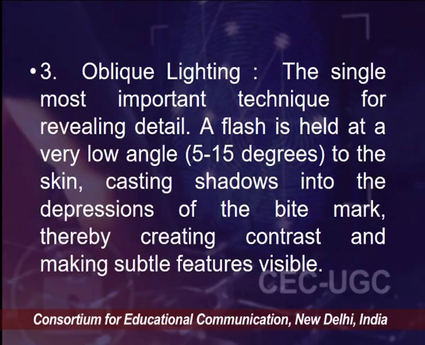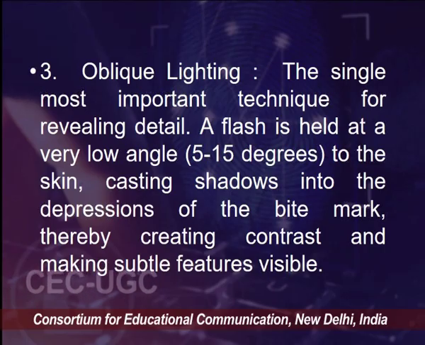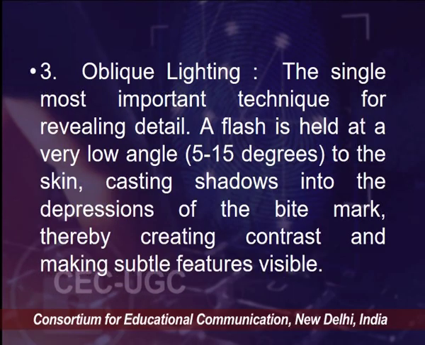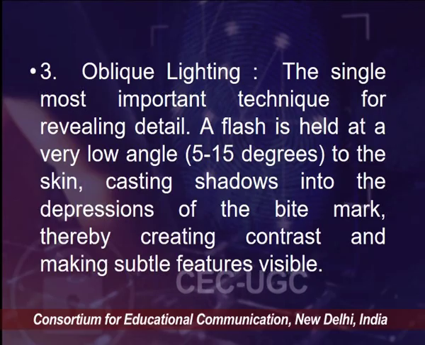The single most important technique is that the flash is held at a very low angle of around 5 to 15 degrees to the skin. In such cases, shadows are cast in the depressions of the bite marks, creating contrast, and subtle features become visible which are not visible in normal lighting. So, many photographs are taken with oblique lighting. A series of shots could be taken from different directions, at the 12, 3, 6 and 9 o'clock positions. That means a bite mark can be covered from a 360-degree view, with the upper arch and the lower arch taken from all the different directions.